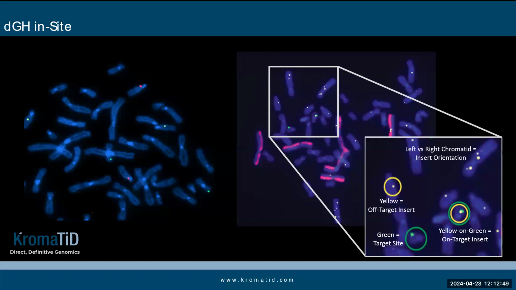The image on the right is a 3-color assay used to measure the outcome of a gene editing experiment. The assay simultaneously measures background genomic instability with the paints, insertions per cell with the yellow signals, location and orientation of those inserts, and insertion-related structural rearrangements. The green signals represent the target sites.